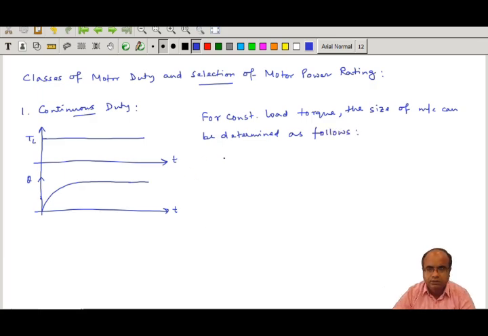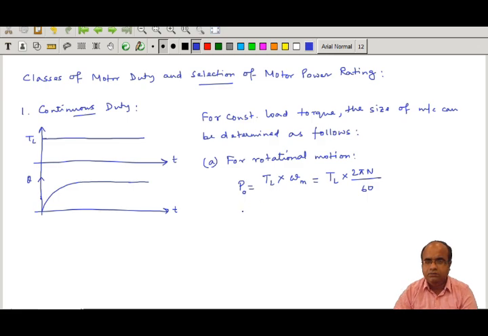What are those? For rotary or rotational motion, the output power P out equals TL into the speed omega m, that is TL into 2 pi n by 60.